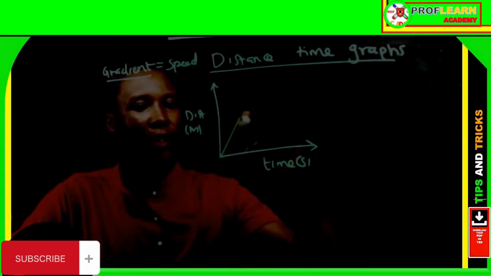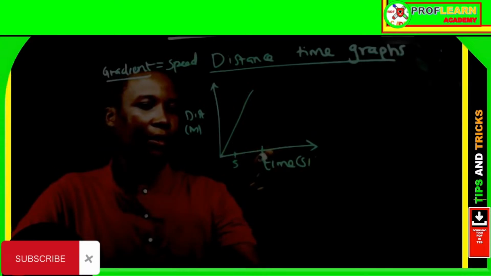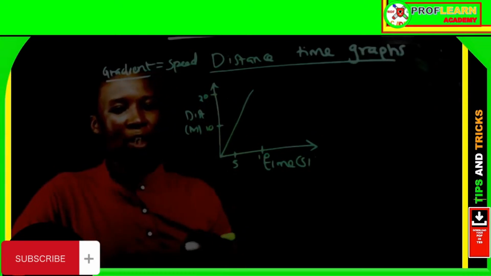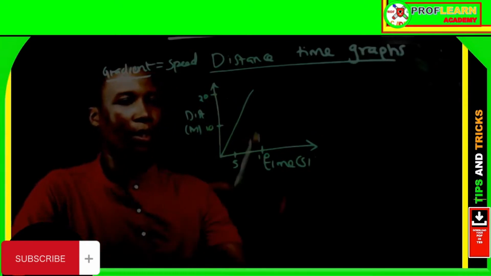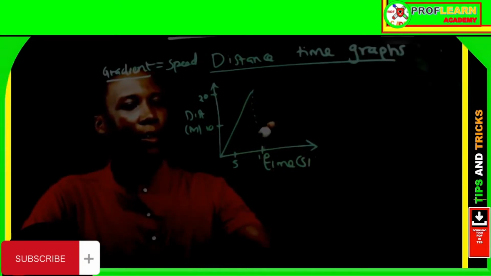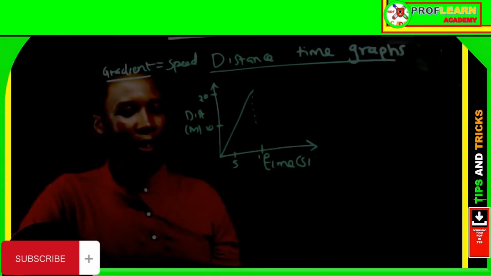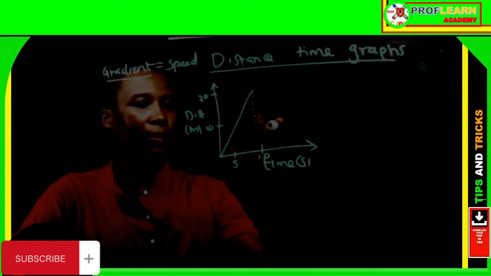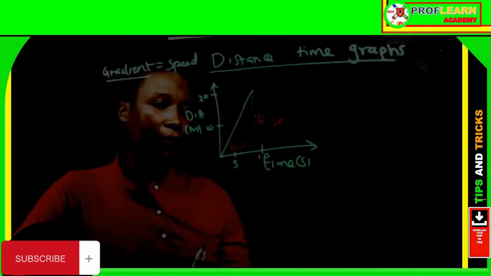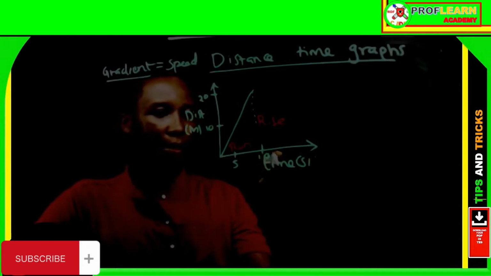So if you are given a graph like this, and maybe you are told this is 5, and this is 10, this is 10, this is 20, and you are expected to work out the speed at which this object was moving, what you only need to do is to work out the gradient of this line. How are we going to work out the gradient? We know gradient is rise over run. That's something you really need to know. Therefore, we can now see the run for this case is 10.